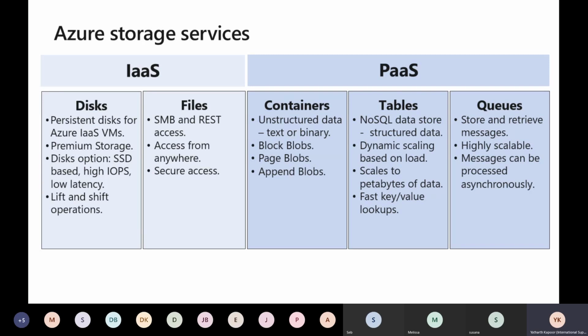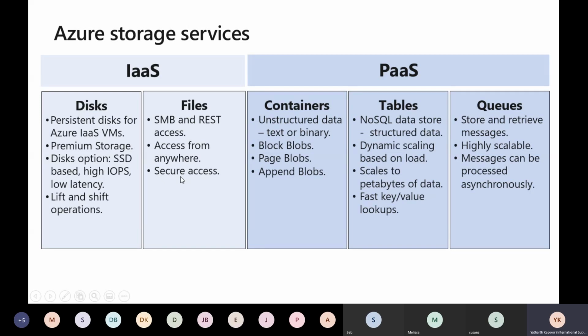That means we can support that file server. We can do a whole lift and shift. What does lift and shift mean? It means we can take the file server and bring it over to the cloud directly, and you can access it from anywhere. And it's a secure access.